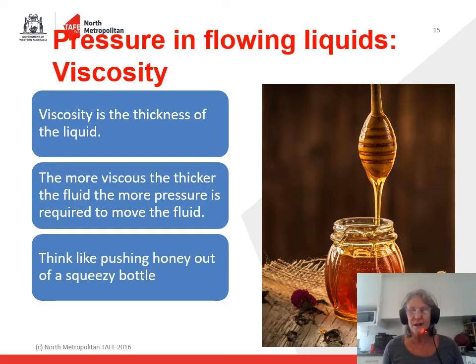Honey is a great example because when honey reaches a certain temperature, it actually changes state and becomes a solid. But even when you warm it up, it still wants to cling together. So viscosity is about how thick the liquid is, how much resistance that liquid is going to have to movement. Then we know how much force needs to be applied to move it.